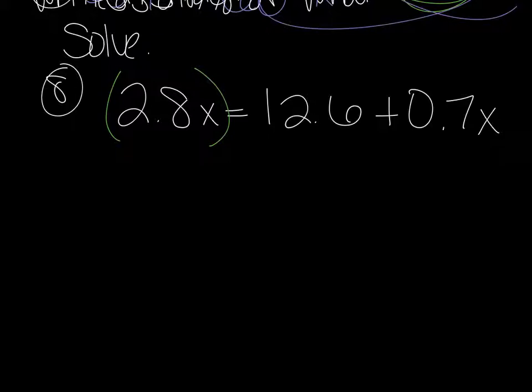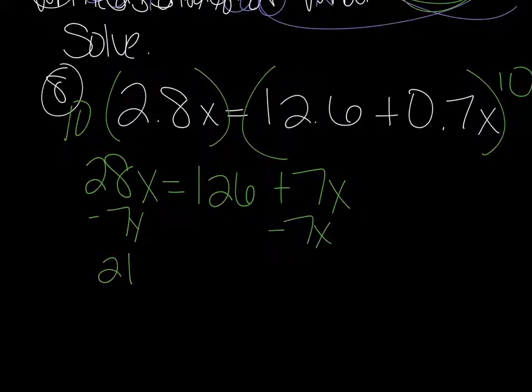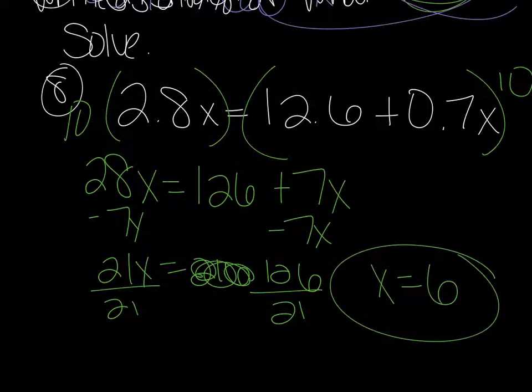So if I multiply both sides by 10, I get to move all of my decimals one place to the right. So now I have 28x, 126, and 7x. And this is a much nicer equation to solve. So if I look to get my x's on the same side of the equal sign, I have 21x equals 126. Divide both sides by 21. We should get 6. Ends up being 6.